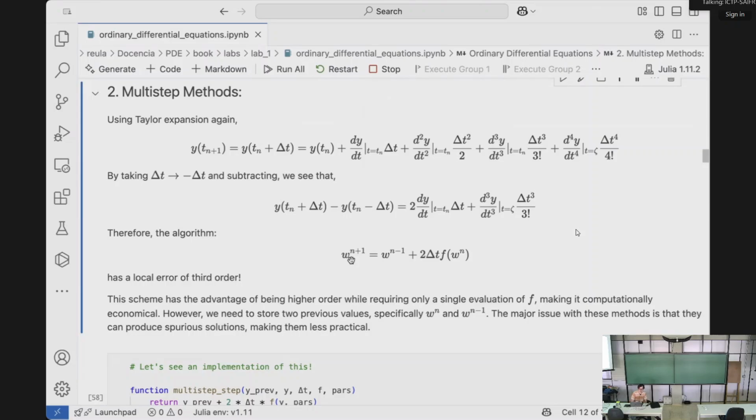where what we are doing is, okay, if I want the next time step, t n plus 1, then I need the information of the previous time step here, w n, and I also need w n minus 1. So it's kind of like I'm taking the previous step, I am using the derivative and the current step that I am on, and I am using this to project to the next step. And this will have a local error that's third order, so the global error will be second order.